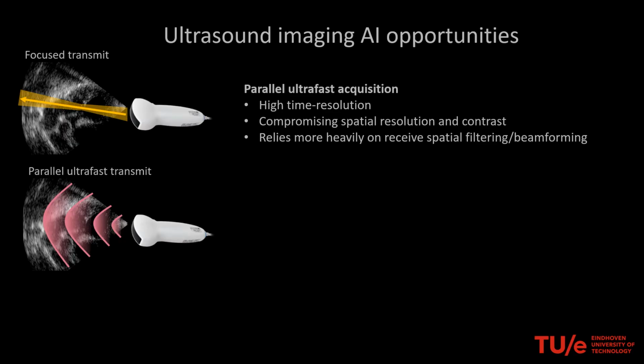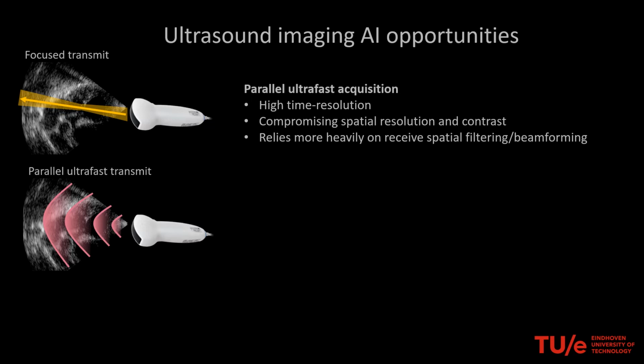So some of those opportunities are given on this slide. Let's start with parallel ultra-fast acquisitions, which is a trend that has come up over the past period. Ultra-fast imaging, where the entire medium is insonified at the same time. And that, of course, offers poorer spatial selectivity to begin with, because everything's backscattering at the same time. And that relies more heavily on receive spatial filtering and beamforming.